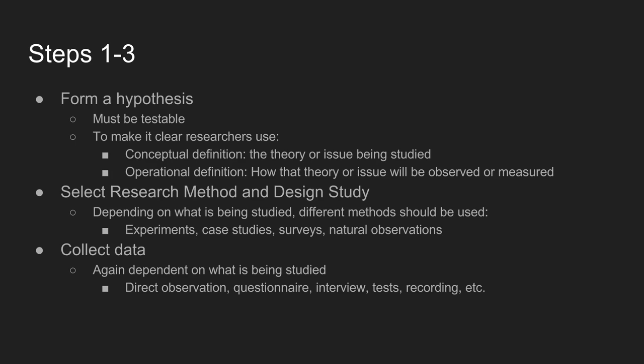Then you have to collect the data from these studies. And this is also dependent on what you're studying, right? So if you're doing natural observations, you obviously aren't going to have a ton of numbers. You're going to have the recorded observations of the researcher or of what you're researching. So there's many ways to collect data: questionnaires, interviews, tests, recordings, scatter plotting, charting, direct observation. There are numbers of ways that you can collect the data.